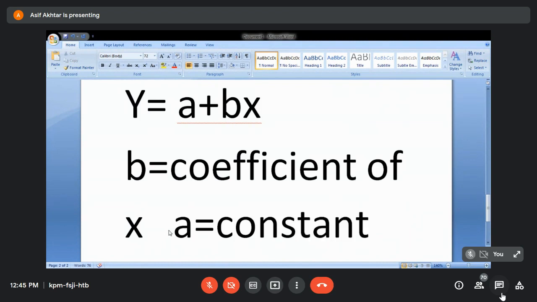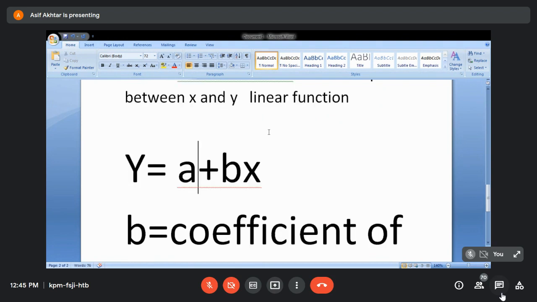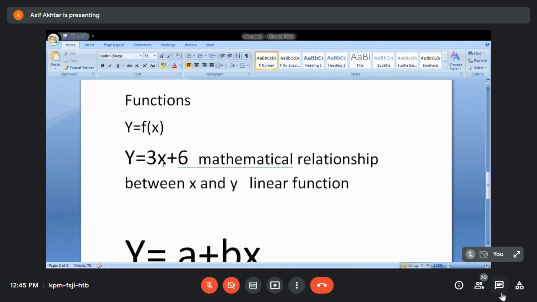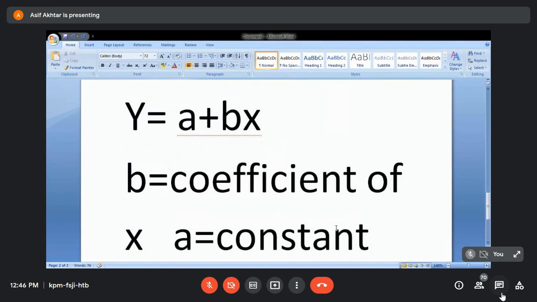So b is the coefficient of x and a is the constant. Here in this expression, what is the coefficient? 3. Coefficient of what? x. And what is remaining? The remaining 6 is considered to be the constant. I hope I'm able to make you understand this point.